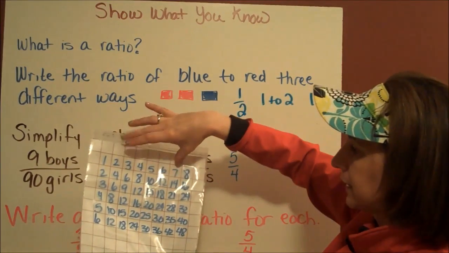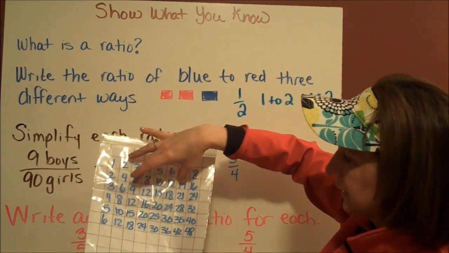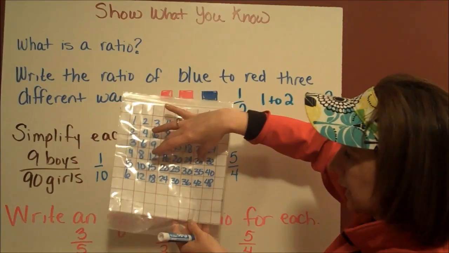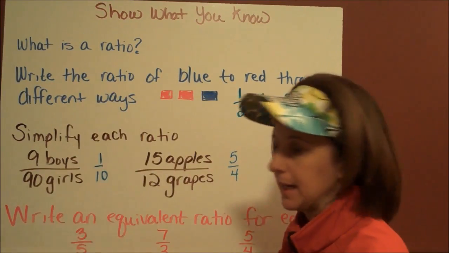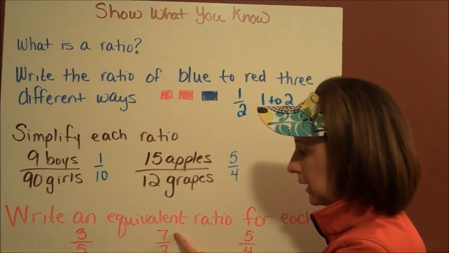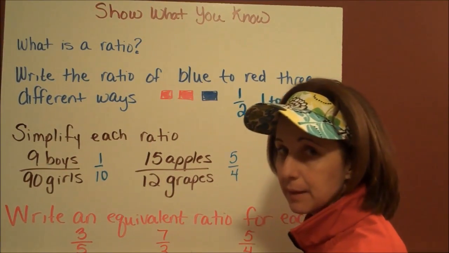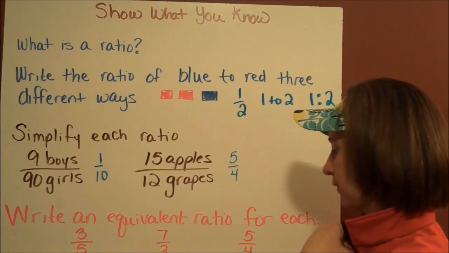7 to 3. Here's the ratio of 7 to 3. 14 to 6, 21 to 9, 28 to 12, 35 to 15, 42 to 18. As long as you're multiplying the top and the bottom by the same number, you are writing an equivalent ratio.